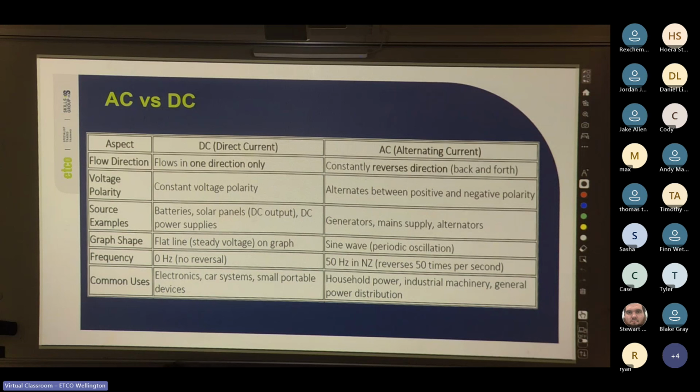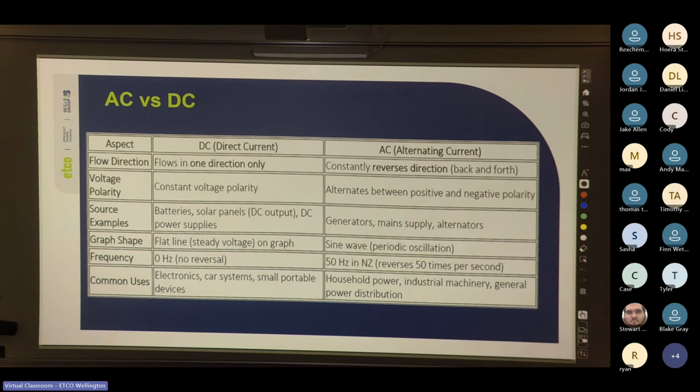So here is a helpful table so we can look at. When we look at the aspects of flow direction, direct current, because it's directional, only flows in one direction. AC, or alternating current, constantly reverses direction back and forth. Voltage polarity: with direct current, you get a constant voltage. But with AC, it alternates between positive and negative polarity, even though when we use our meters, and I'll talk about that in a little bit, we only see a constant voltage on AC. Sometimes it maybe fluctuates 0.1 of a volt.